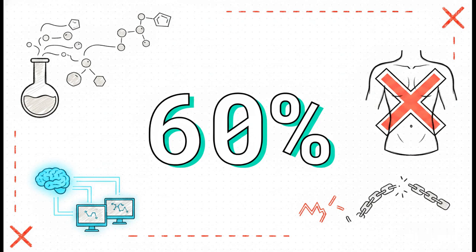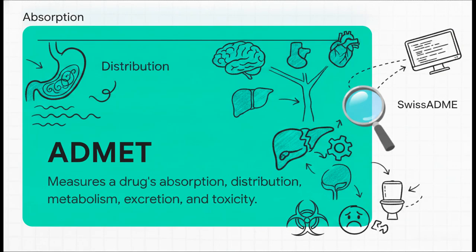Why? Not because they don't cure the disease, but simply because they fail to follow strict preclinical testing rules regarding how the human body actually processes chemicals. I mean, that is a massive waste of time and resources. But luckily, CADD helps us completely avoid it. To make sure our drug doesn't become just another statistic in that 60% failure rate, we generate what's called an ADMET profile. ADMET stands for absorption, distribution, metabolism, excretion, and toxicity.